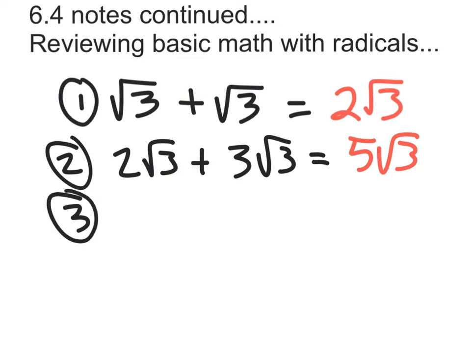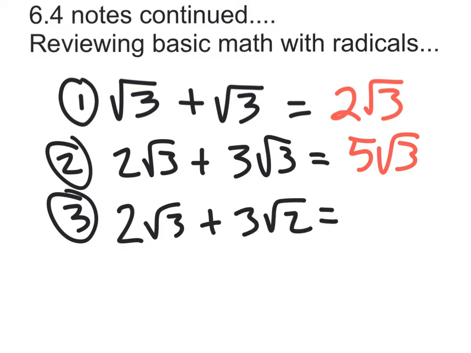Let's take a look at number 3. Let's say I had something like 2 square root of 3 plus 3 square root of 2. Then you can't do it. You just leave it the same. It stays the same because the terms are not alike, right? It's kind of like saying x plus x is 2x, but when you get to x plus y, you can't add x plus y, you just rewrite it. You got it? Okay, so this is just basic math with radicals here.